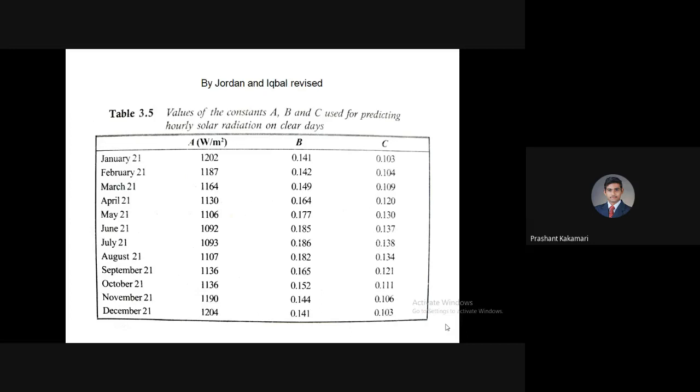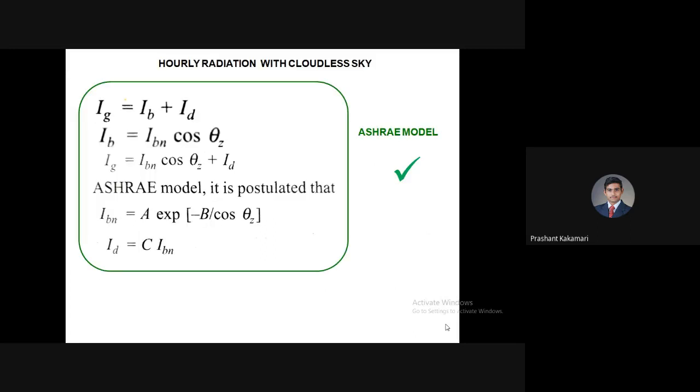Next, B and C are the different constants, depending upon their different correlations or empirical relations from their own assumptions. They have given 0.165 and 0.121 for the given month, September 21 as the mid of the month. One of the values, they have found out. Because as I told, this ASHRAE model is not used for a given month, or it is not finding any average value. It is just going for that hour on September 21 and it is finding the unknown values from these equations.